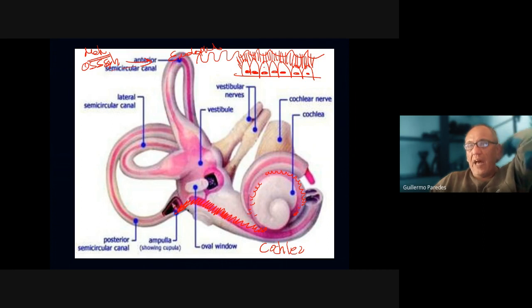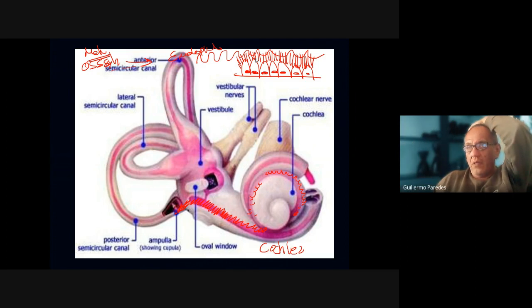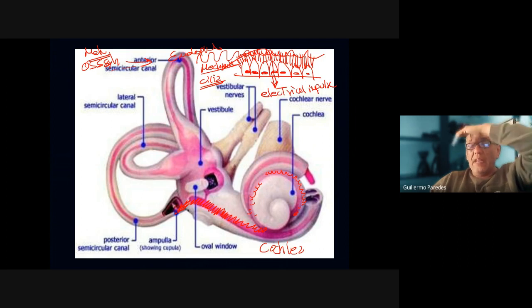It's like when you see algae in the ocean. The ocean is moving and the algae under the water are moving, yes or no? Yes, right? So that is exactly what happens. And with this mechanical force moving the cilia of these cells, the cells are going to transform that mechanical force into an electrical impulse.